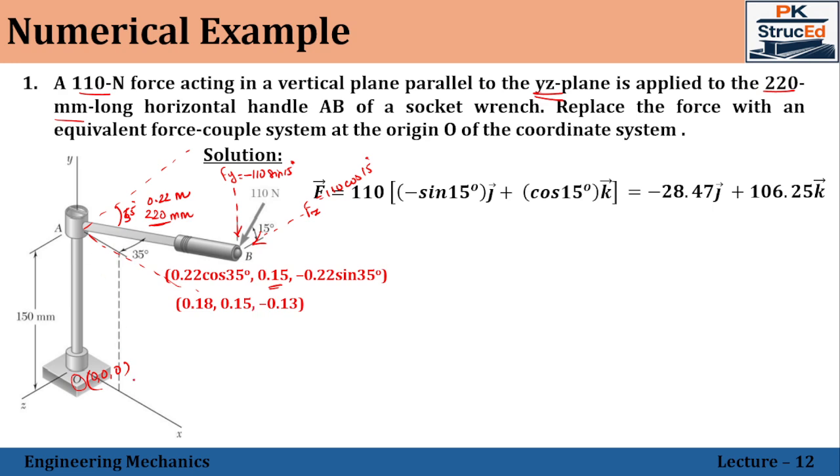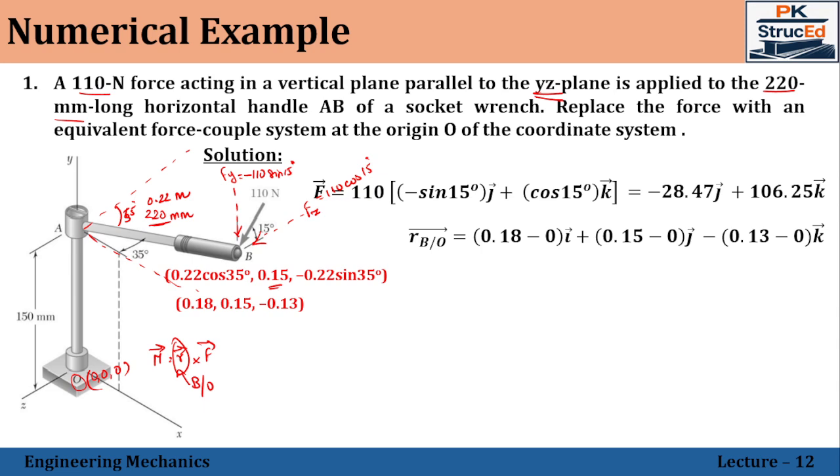And now we know that the moment vector will be equal to r vector cross f vector. Already the f vector has been calculated. So we are supposed to find out the r vector. Here the r vector is the displacement vector. How to find this is: where the force is acting minus where the moment has to be calculated. In this case, it will be B to O. So the displacement vector r B to O will be 0.18 minus 0 i vector, 0.15 minus 0 j vector, minus 0.13 minus 0 k vector.